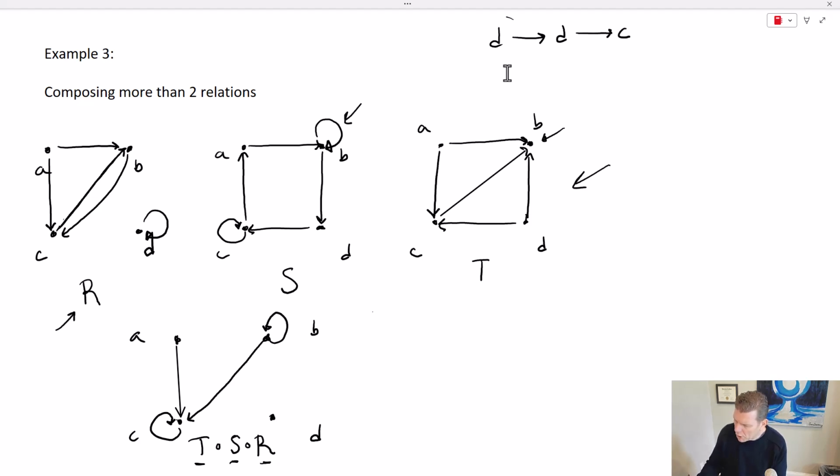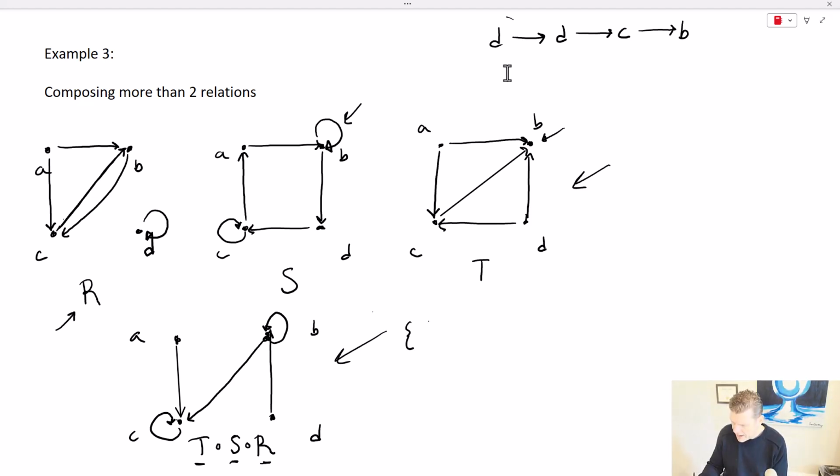And then finally, we'll go over to C, go over to T, and we're going to go to C, and we'll notice that C goes to B. And C doesn't go to anything else other than B, so we get D going to B being our only one coming out of B. So D goes to B. So our new digraph for T of S of R is going to look like this.